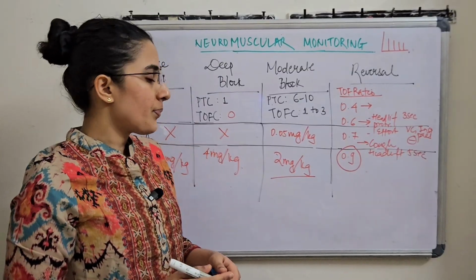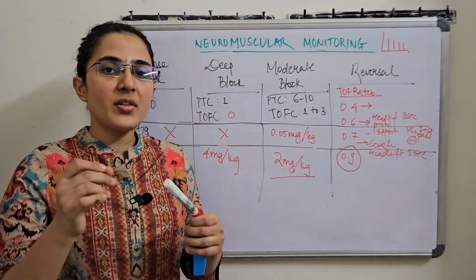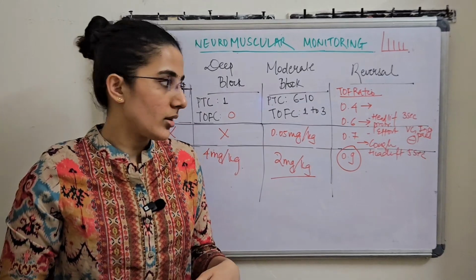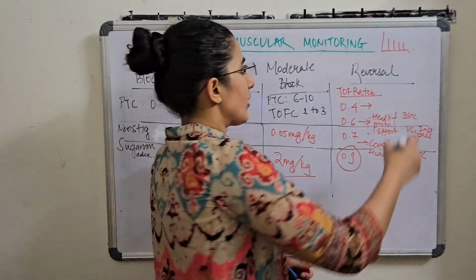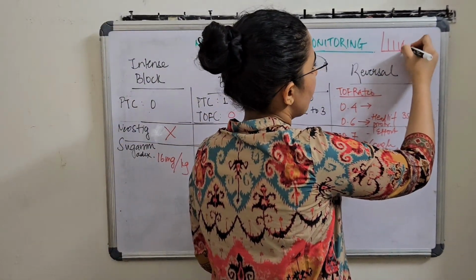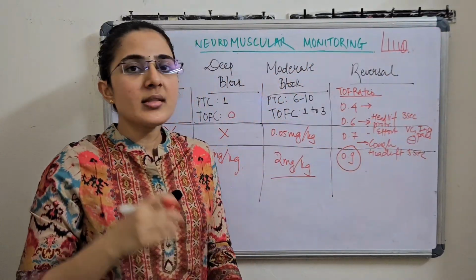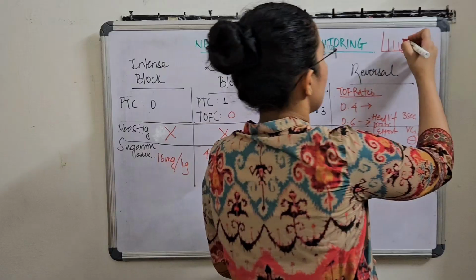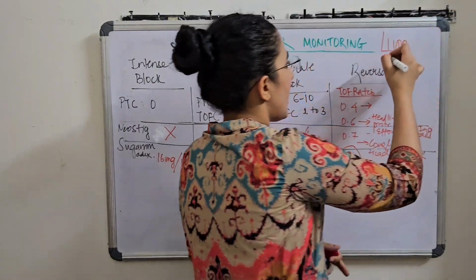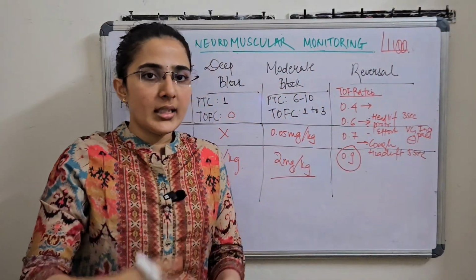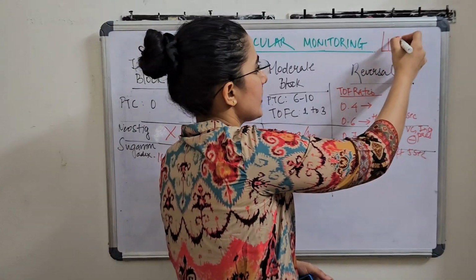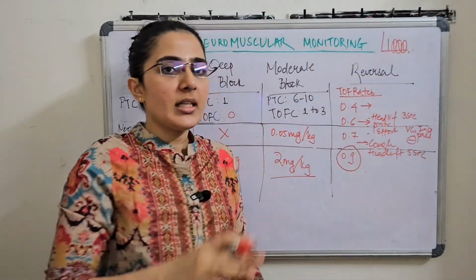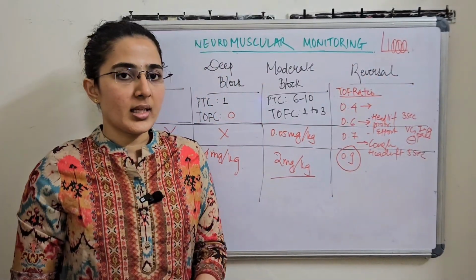So what happens is that whenever we are giving a neuromuscular blocking agent, the first to disappear will be T4. This will happen at about 70 to 75% of the neuromuscular blockade. Second to disappear will be T3, which will be at about 80 to 85%, whereas T2 will disappear at about 90 to 95% of the neuromuscular blockade.